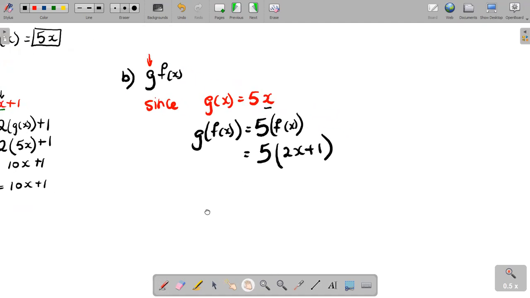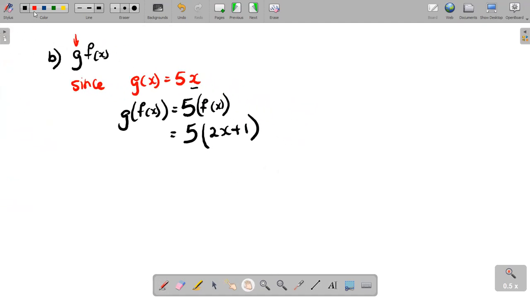And from here it's just algebra. What do I mean by algebra? We just multiply out the brackets. There are two things inside here, so it's going to be 5 times 2x plus 5 times 1. Let's write that out: 5 times 2x plus 5 times 1. So what is my final answer? 5 times 2x is 10x, plus 5 times 1 is 5.